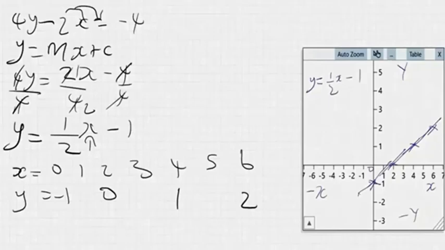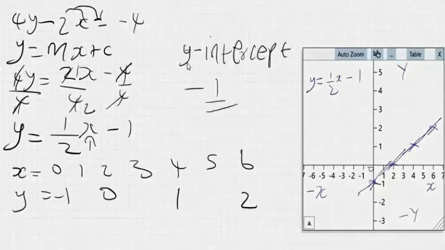Now if you have to get the y-intercept, remember I said that the y-intercept is the point at which the straight line hits the y-axis. So where this straight line hits this y-axis is at -1. So if you're asked to get the y-intercept for this graph, the y-intercept will be -1. That's where the straight line hits the y-axis. So that is for this graph.